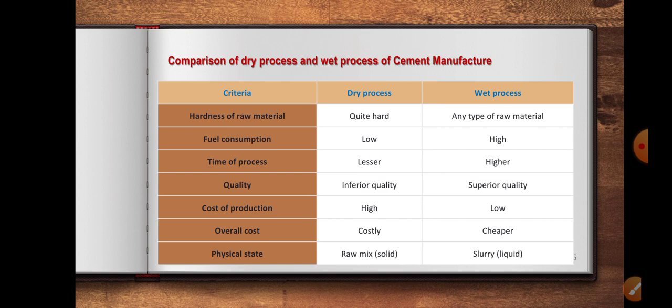Now we can compare both the processes. In case of dry process, the hardness of the material is quite hard, whereas in case of wet process, any type of raw material can be used which has a soft nature. Now, if we talk about fuel consumption, then in dry process the fuel consumption is low and in wet process it is high. This is because in wet process, water is added for the formation of slurry.